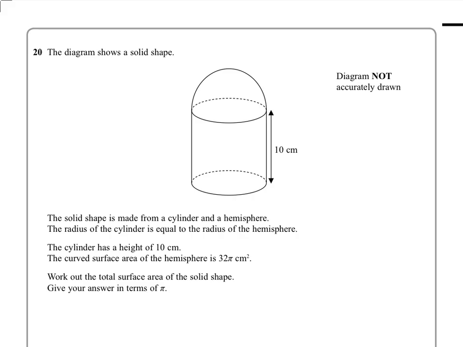So in this question, you've got a solid shape. It's made from a cylinder and a hemisphere. Well, here's the cylindrical part here. And then here's the hemisphere. A hemisphere is half of a sphere. And basically, you've got to work out the total surface area of the solid shape. Give your answer in terms of pi. Right, so let's have a look.